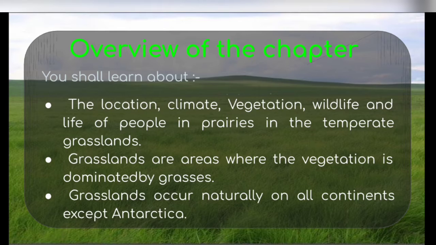Overview of the chapter. In this chapter, you shall learn about the location, climate, vegetation, wildlife, and life of people in prairies in the temperate grasslands. Grasslands are areas where the vegetation is dominated by grasses. Grasslands occur naturally on all continents except Antarctica. Usually, trees and shrubs are absent from grasslands.